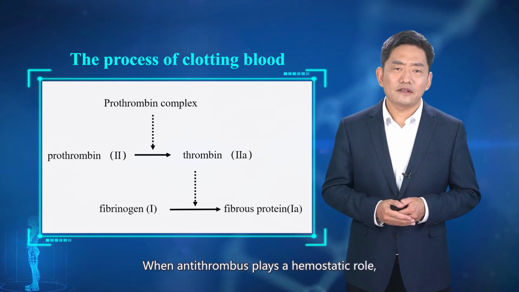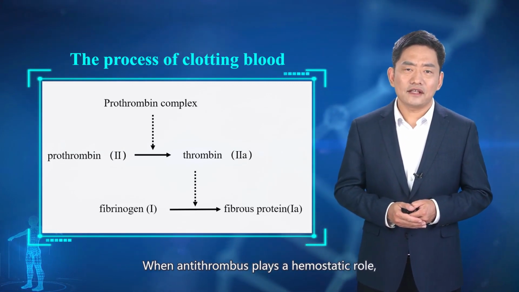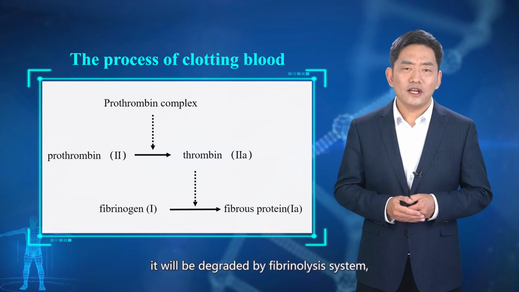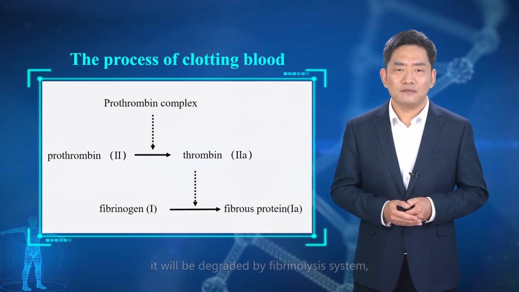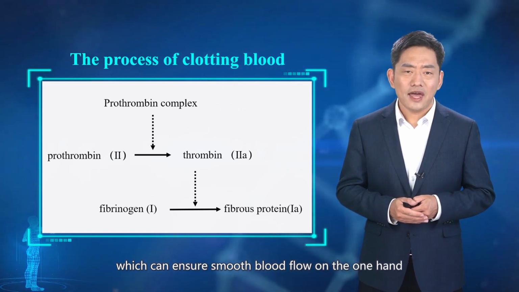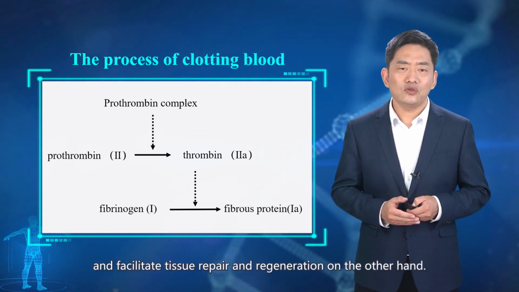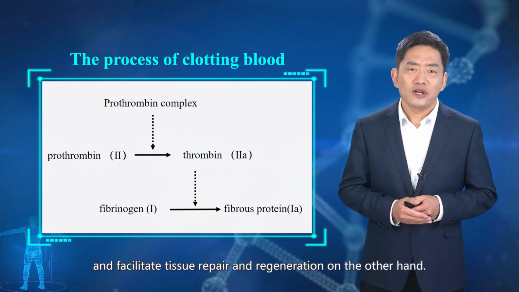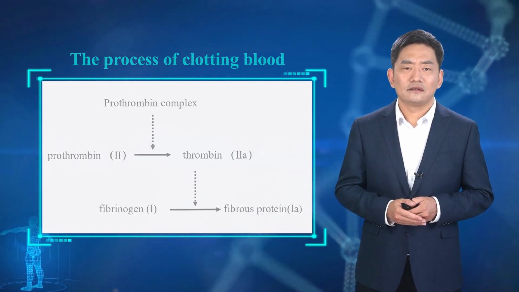When the thrombus has played its hemostatic role, it will be degraded by the fibrinolytic system, which ensures smooth blood flow on the one hand and facilitates tissue repair and regeneration on the other hand.